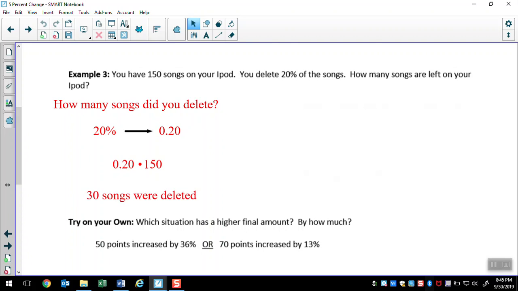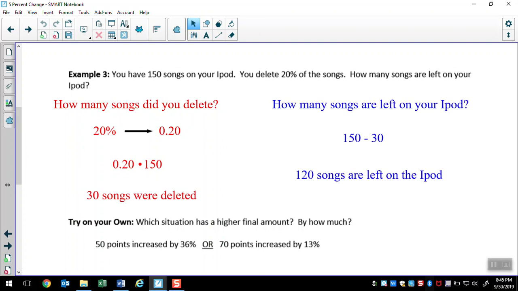But our question asks, how many songs are left on your iPod? So now we're going to come over here to answer that part. We're going to take that 150 and we're going to subtract 30 from it because we deleted 30 songs. So 120 songs are left on the iPod.